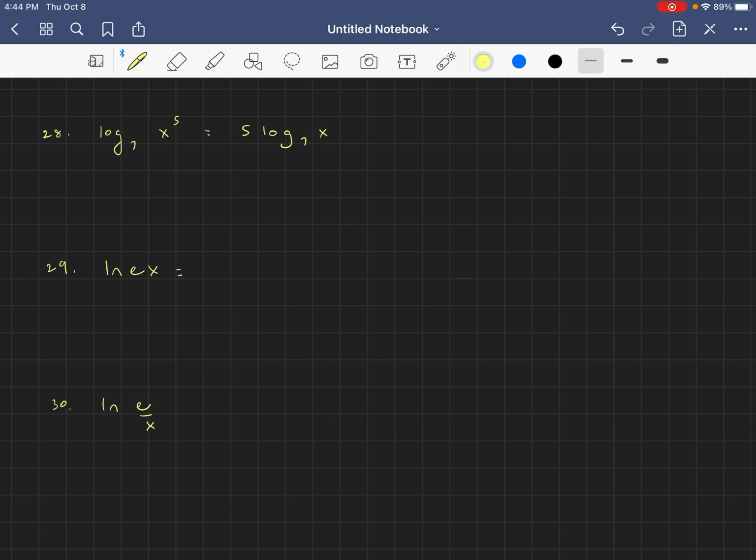Of course, with the natural logs also, I'm going to break up this product. It has two logs, natural logs being added. Since I know the natural log of e is 1, I'll simplify that. I'm going to break up this quotient. Since I know the natural log of e is 1, I'll clean that up.